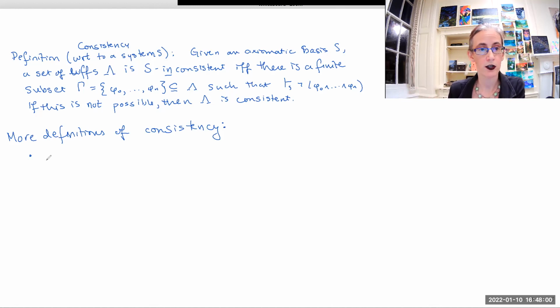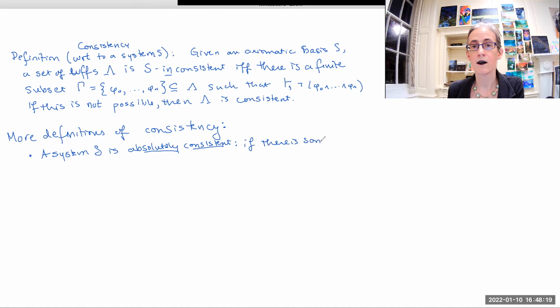So we have here a notion of, a system S is going to be absolutely consistent. So that's the notion of consistency that we are defining, if there is some well-formed formula phi such that this formula is not provable in the system. So you've got an absolutely inconsistent system if you can prove everything. But if there's at least one thing you cannot prove, then your system is absolutely consistent.